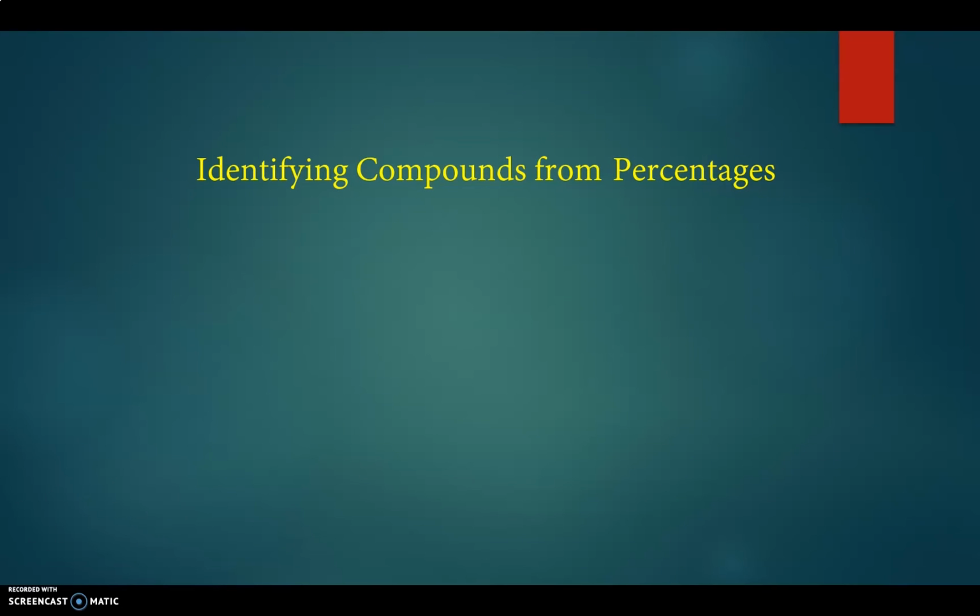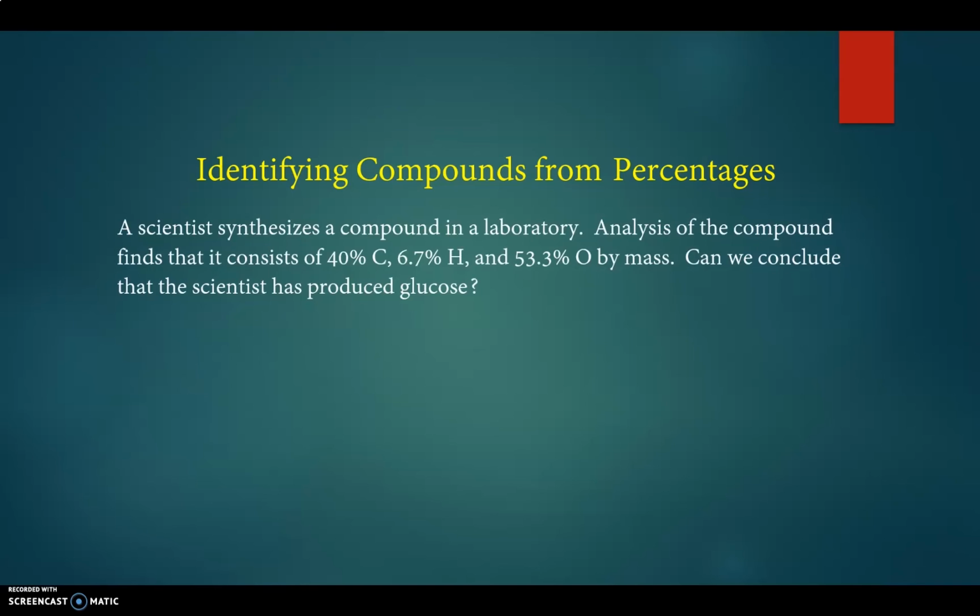So how do we go about using percentages to identify compounds and determine their chemical formulas? Let's take a look at an example. Let's suppose that a scientist has prepared a new compound in laboratory. They analyze the compound by separating the elements and weighing them individually, and then dividing the mass of each element by the total sample they started with to come up with percentages. And they came up in this case with 40% carbon, 6.7% hydrogen, and 53.3% oxygen.